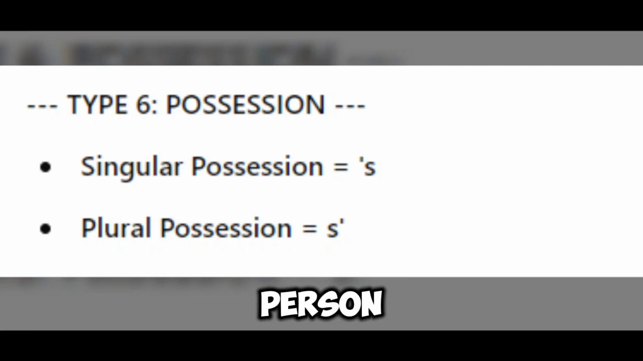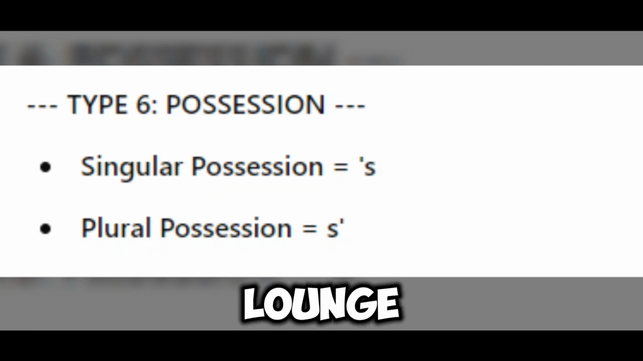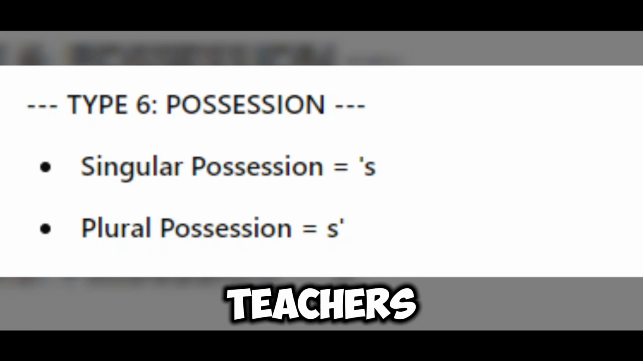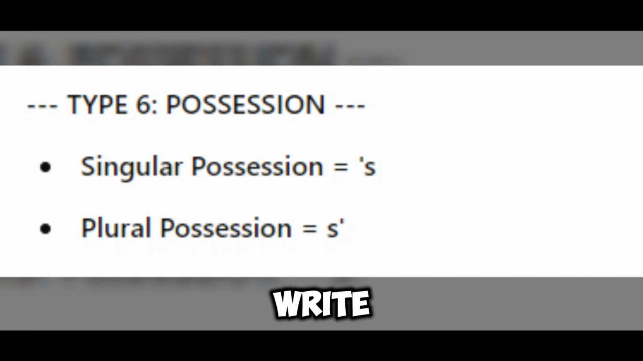A singular person here, whereas plural possession, for example, a teachers' lounge. Now, what is teachers? Now, teachers' lounge is showing possession. However, teachers is plural. It stands for more than one teacher, so we'll write teachers and after the s we'll write an apostrophe. Okay, so moving on to the first example.